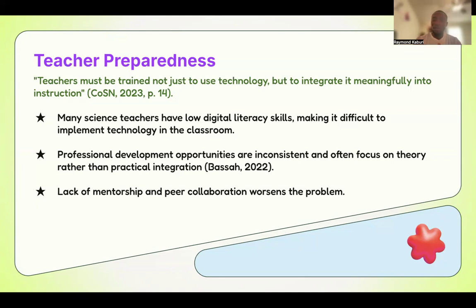BASA 2022 was research done recently, in 2022, talking about the fact that there are professional development programs and initiatives, trainings that are organized, but instead of focusing on practical integration, they rather focused on theory, which is also some kind of inconsistency. There is also a lack of mentorship and peer collaboration in terms of the preparation. They don't have the opportunity to collaborate and do hands-on practicals. That is also a problem that has worsened the integration of technology into science teaching and learning in Ghana.